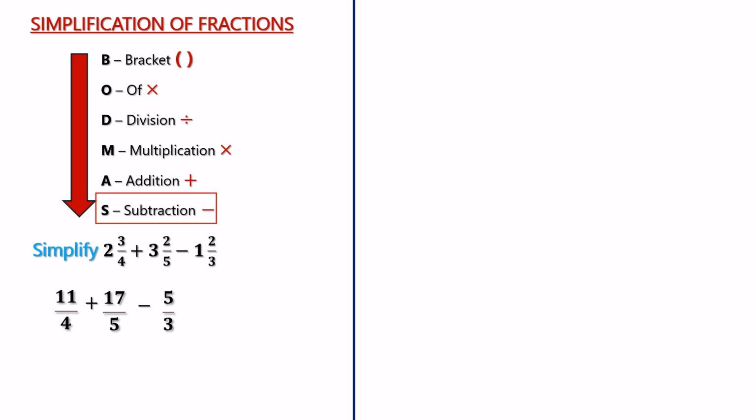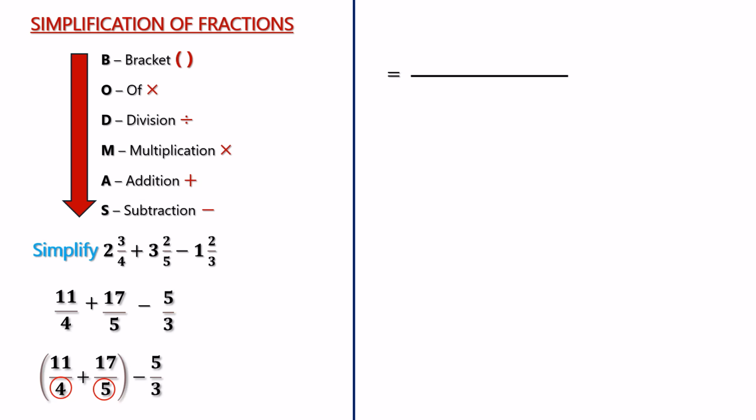The two fractions to be added together are enclosed in the brackets. To add the fractions, we find the LCM of the denominators 4 and 5, which is 20. So we draw the vinculum line and place the LCM 20 at the denominator.